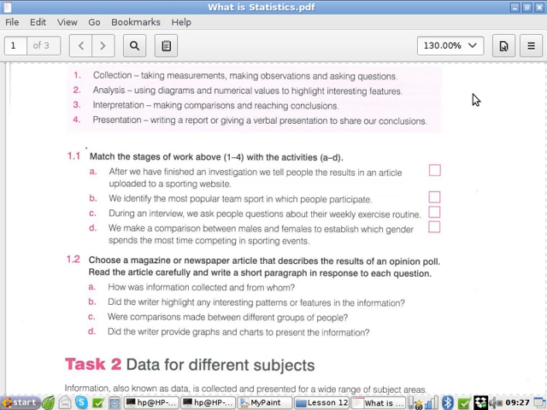Let's see what the next one is. During an interview we ask people questions about their weekly exercise. Well, that's 1 definitely. We make a comparison between males and females to establish which gender spends the most time competing in sports. 3. Yeah, I think that's 3. So I think we have that okay. Right, so next now.